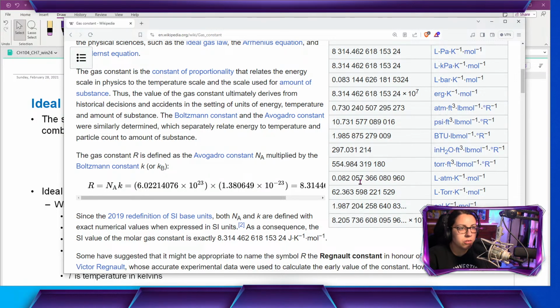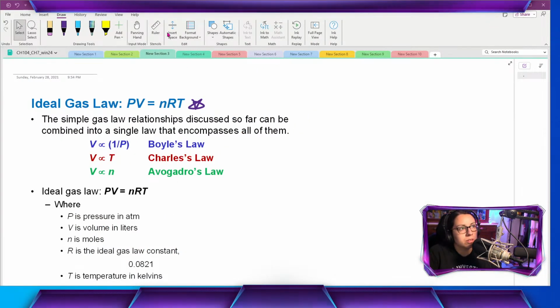And some people like using 0.08206. That's fine. I usually round mine to 0.0821, and that's considered maybe the least precise value you can use. This one, I'll just highlight that. All right, does that clarify where that gas constant came from? I don't want anyone confused when you Google that.